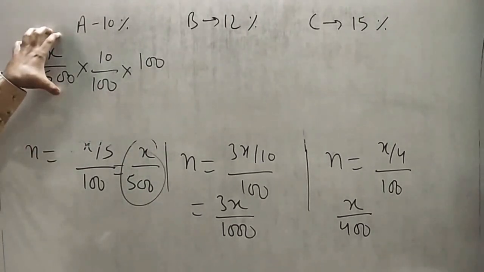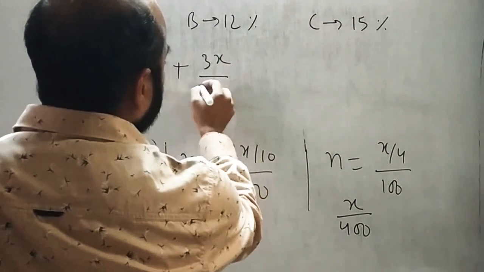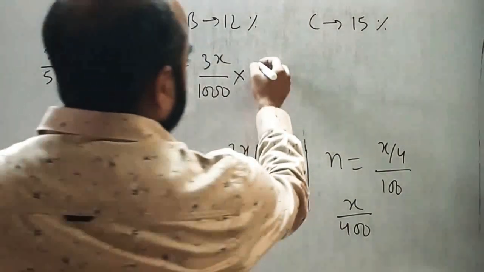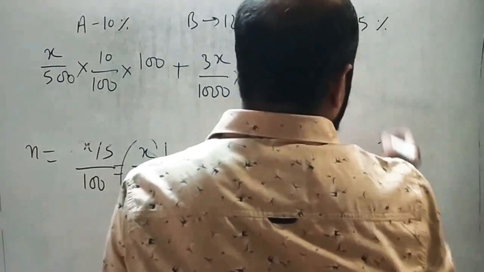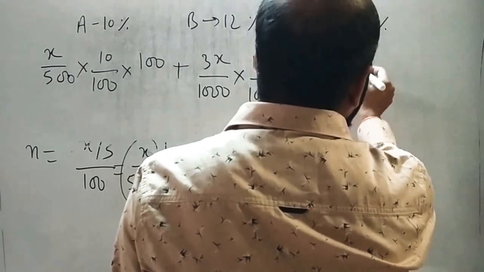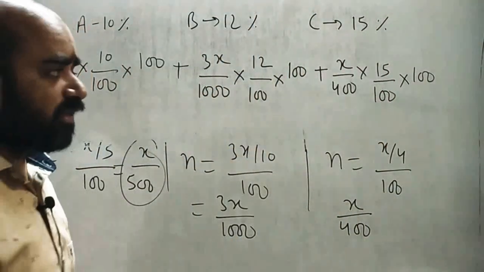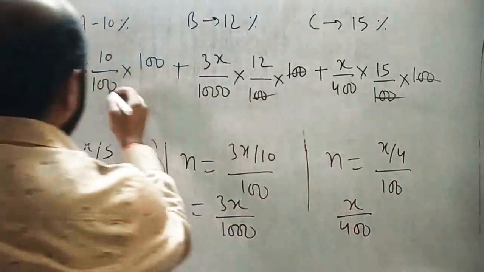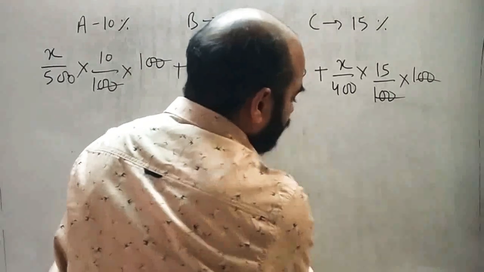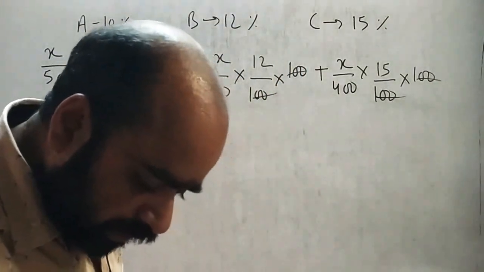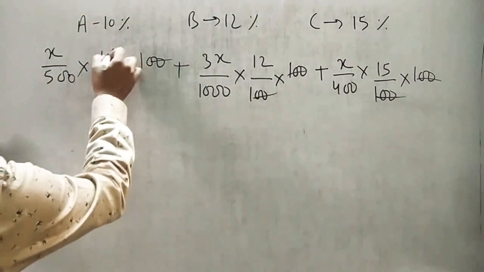Number of shares x upon 500, 10% of face value. Next is number of shares 3x upon 1000 into percentage dividend 12% and face value is 100, plus C1 is number of shares x upon 400, percentage dividend 15%, face value is not given, so we will take it as 100. So these hundreds will be cancelled. Clear? Now what is left? And total income is given. What is the total income given? 4675.